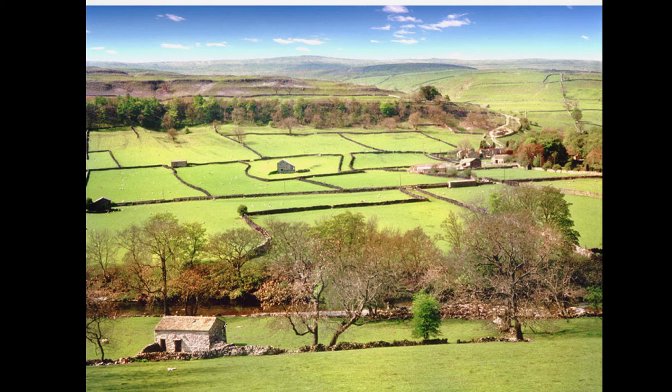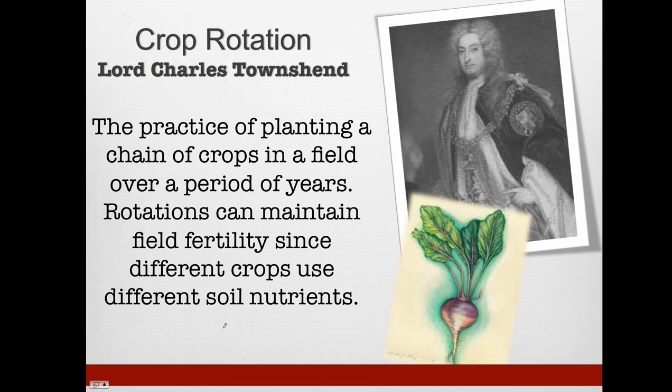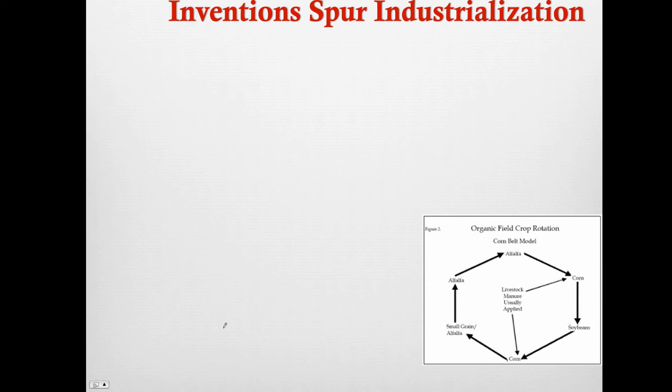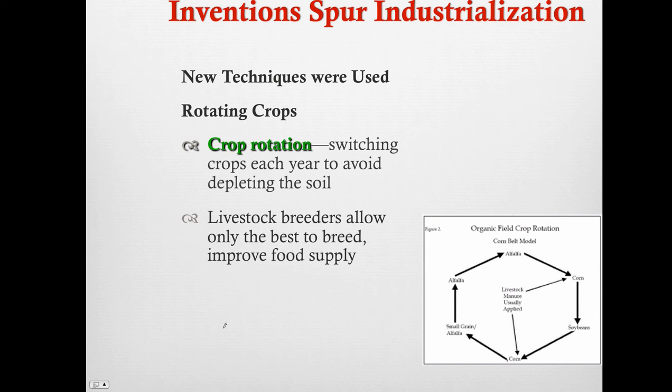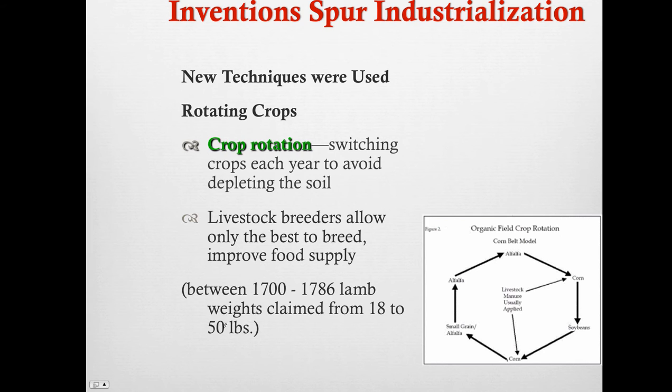Large farms. One of the first scientific farmers was Lord Charles Townshend, and he came up with the idea of crop rotation. There you see a little graphic about how crop rotation works. The idea is you rotate your crops, you rotate your animals, so the land gets treated better.